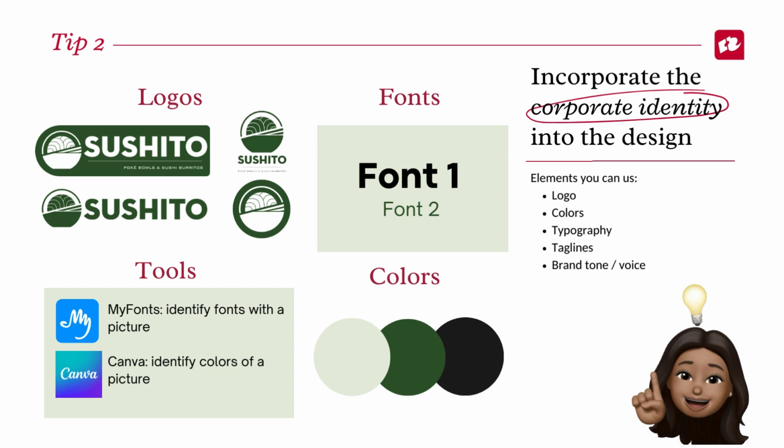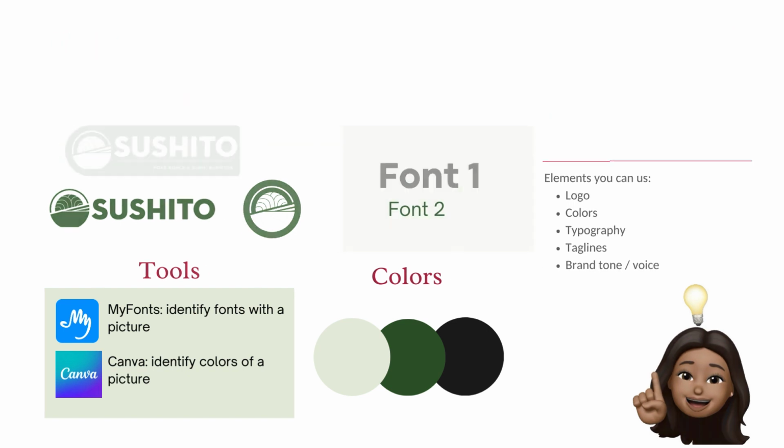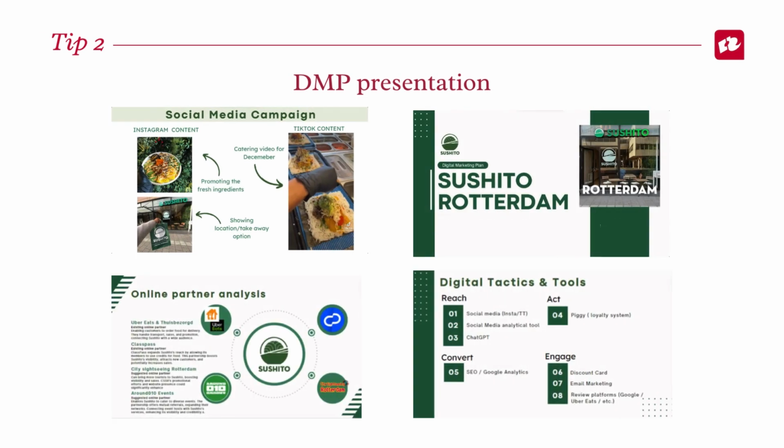Typically, companies document all their corporate identity elements, but in case you have encountered difficulties obtaining this document, there are also free tools available to help you identify similar elements to those of the company. Some tools I used are MyFonts and Canva. On this slide, you'll see some examples of how I've used the corporate identity of Sushito Rotterdam in my DMP presentation. You can see that I've used their colors, fonts, images, and more.